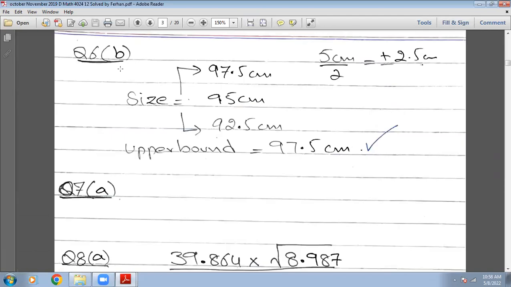So here we have 5 centimeter, you divide it by 2, you get 2.5 centimeter plus minus. This is the main measurement, 95 centimeter. If you add 2.5 centimeter, you will get 97.5 centimeter. That is the upper bound. From 95 centimeter, if you subtract 2.5 centimeter, you get 92.5 centimeter, which is the lower bound. The question was, what is the upper bound? So that will be 97.5 centimeter. Hopefully you understand.